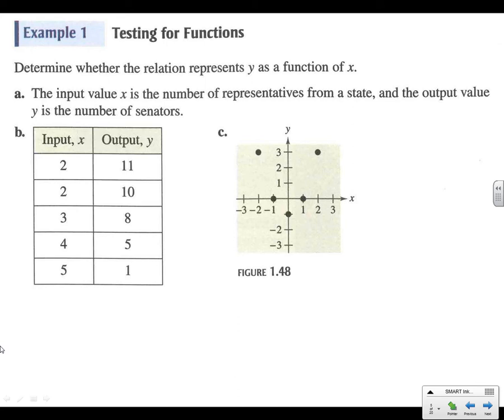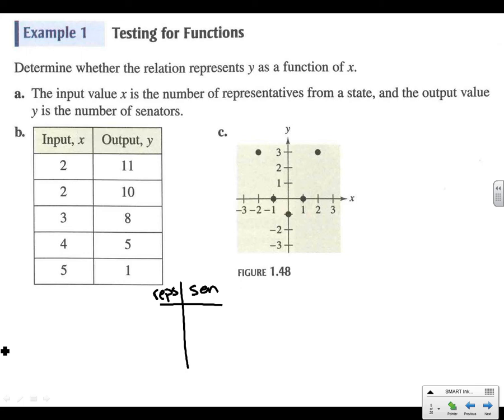Example 1, determine whether the relationship represents y as a function of x, whether this fits the rules. A, the input value x is the number of representatives from a state, and the output value y is the number of senators. Is this a function? So x is reps, and output is senators.